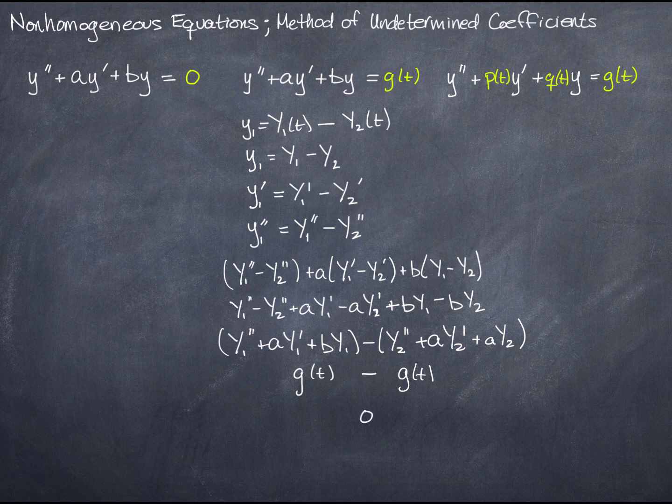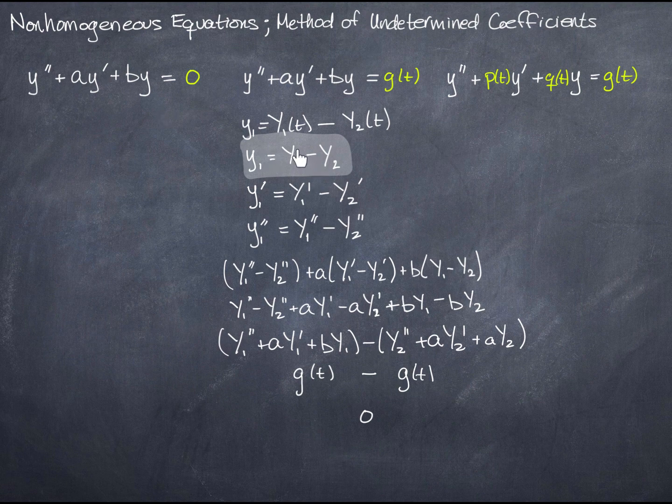Therefore, this particular combination of y1 and y2 is a solution not to this equation, but to this equation, because when I substitute it into the left-hand side here, what I get is 0, right? So if I were to plug y1 minus y2 into this equation now, I'd get a true statement. I'd get 0 equals 0.